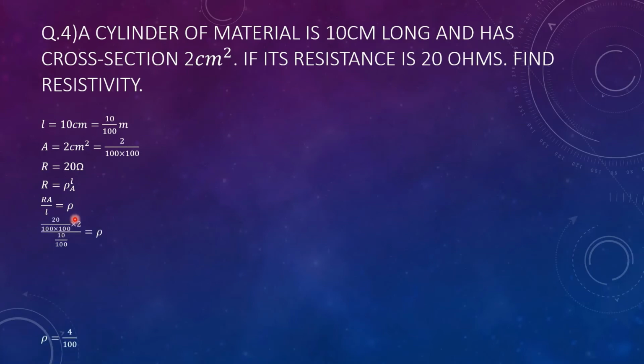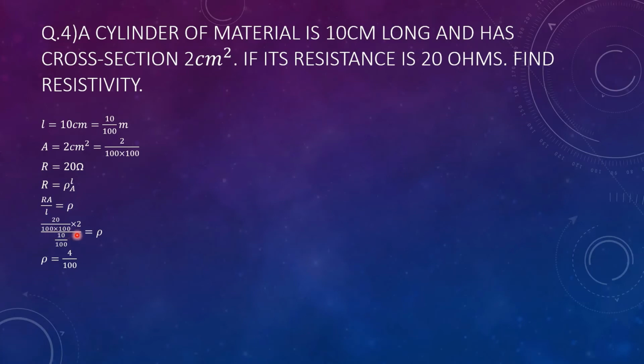Now on putting values, R is 20, area of cross section first will write, area 2 upon 100 into 100, value of A. R is already given, 20, and length is given 10 upon 100. So on simplifying, R A upon L equal to rho, 20 into 2 upon 100 into 100 is value of A.